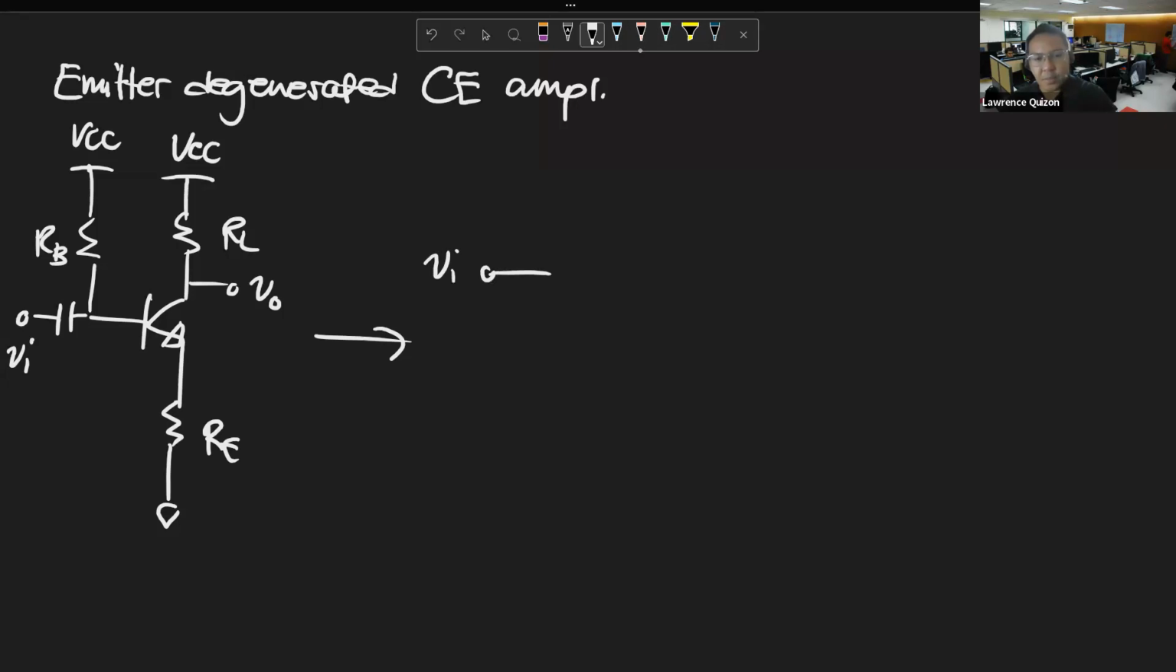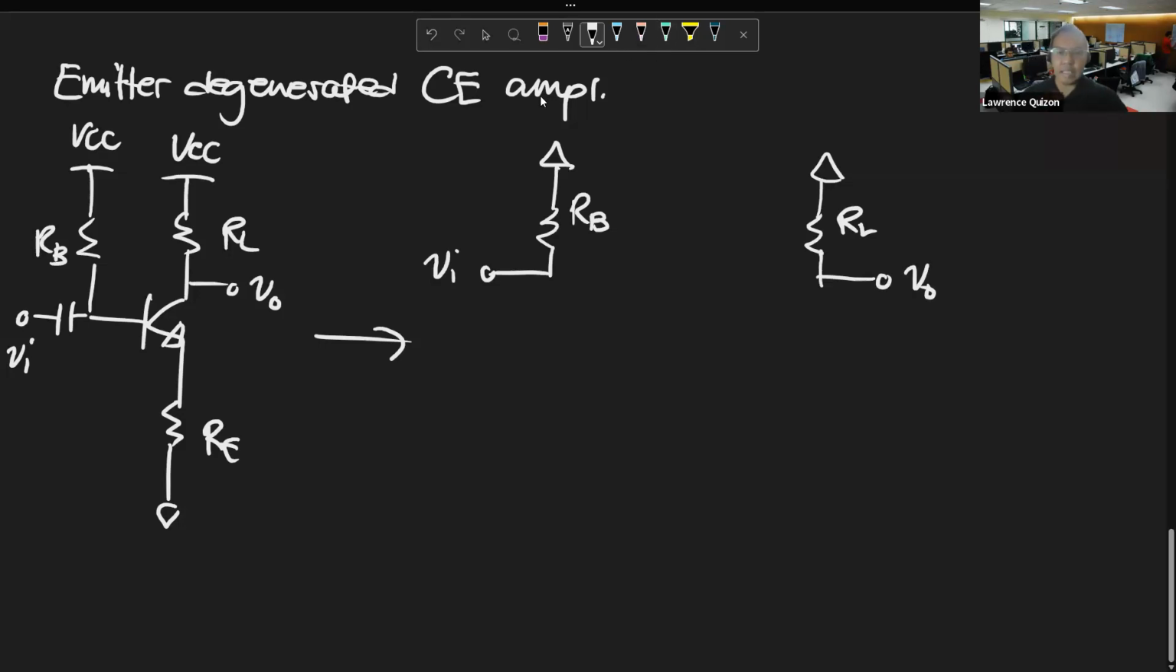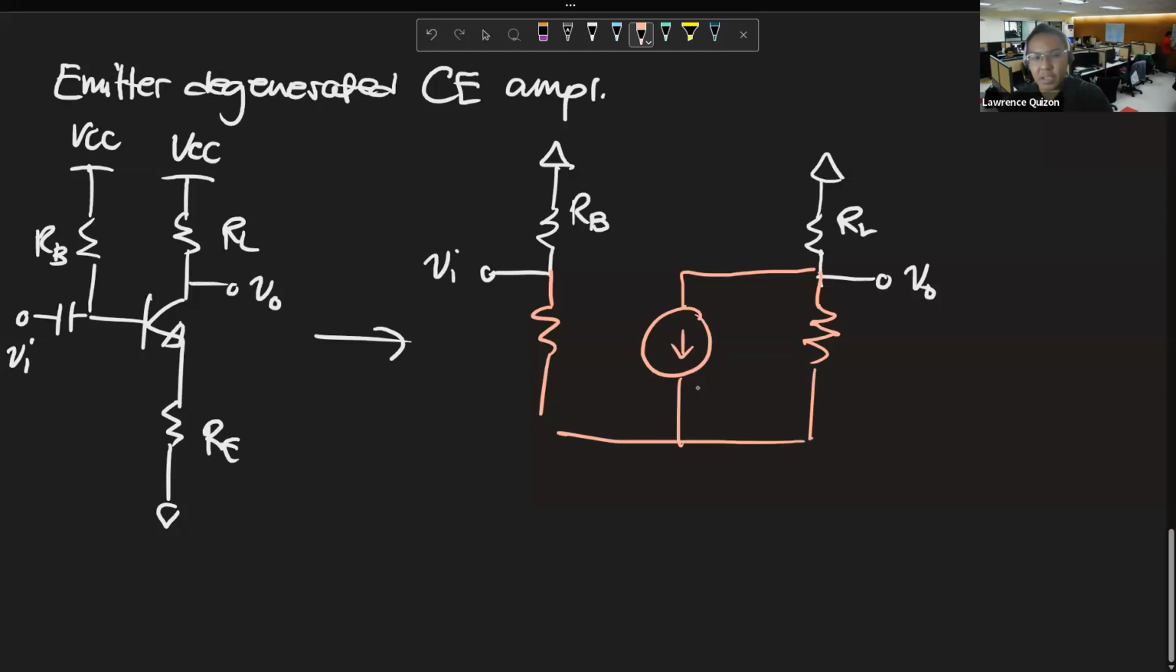And this is the small signal model. No? We have RB here. We have RL here with V out. And then, kanina, no? We planned to make a unilateral small signal, a unilateral two-port model of the emitter degenerate amplifier. This part, no?